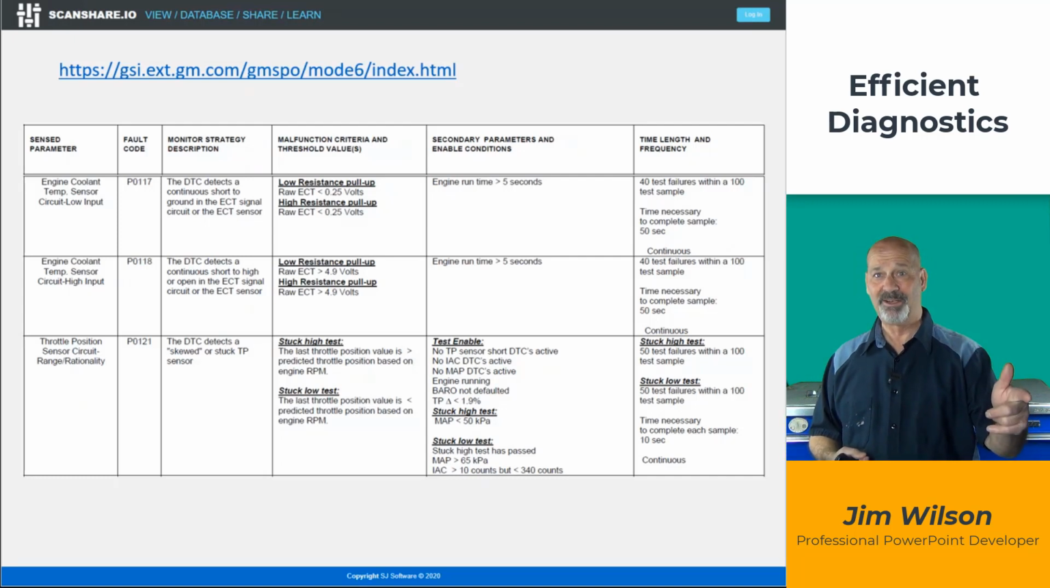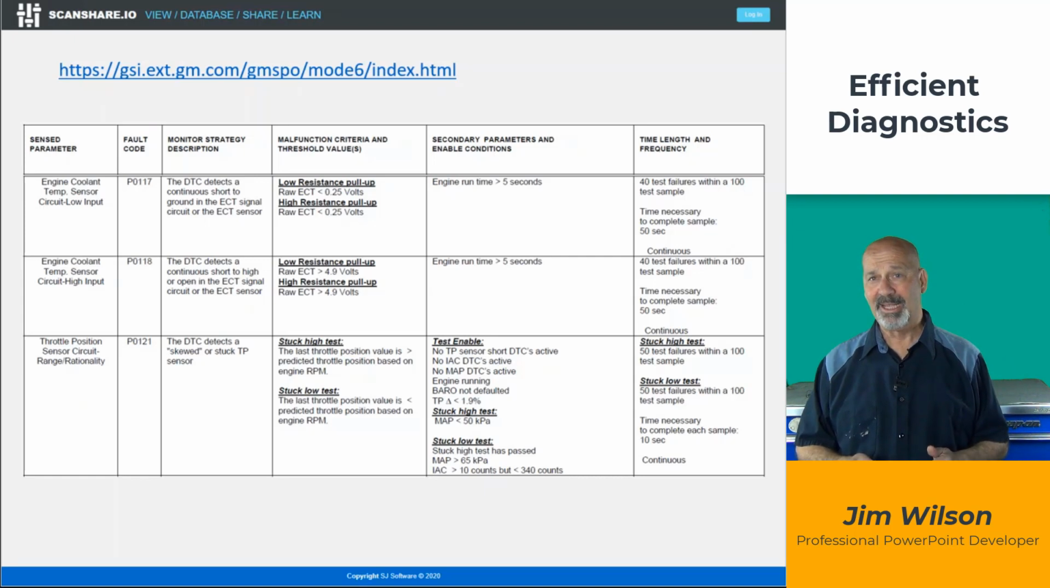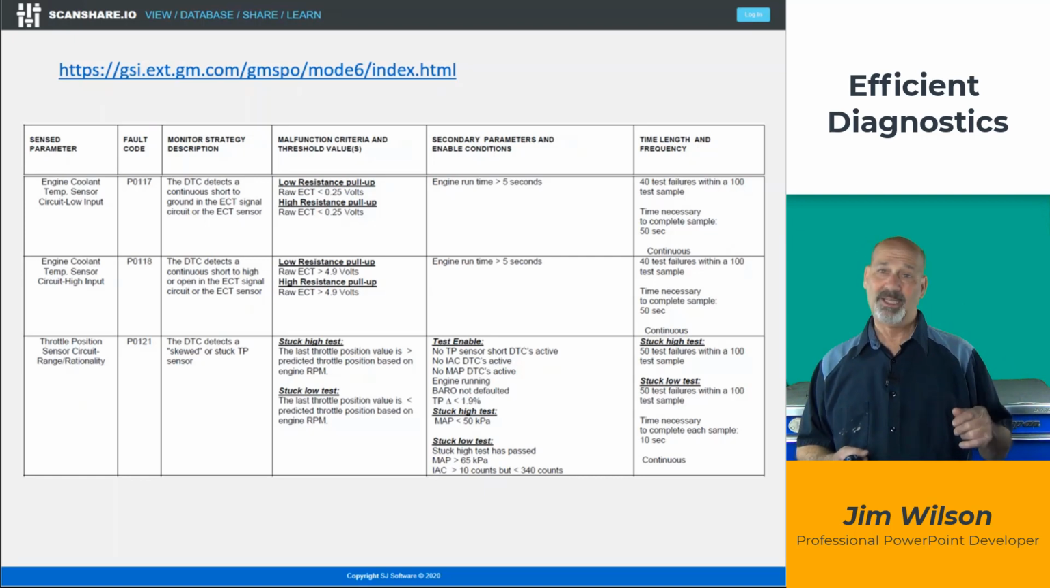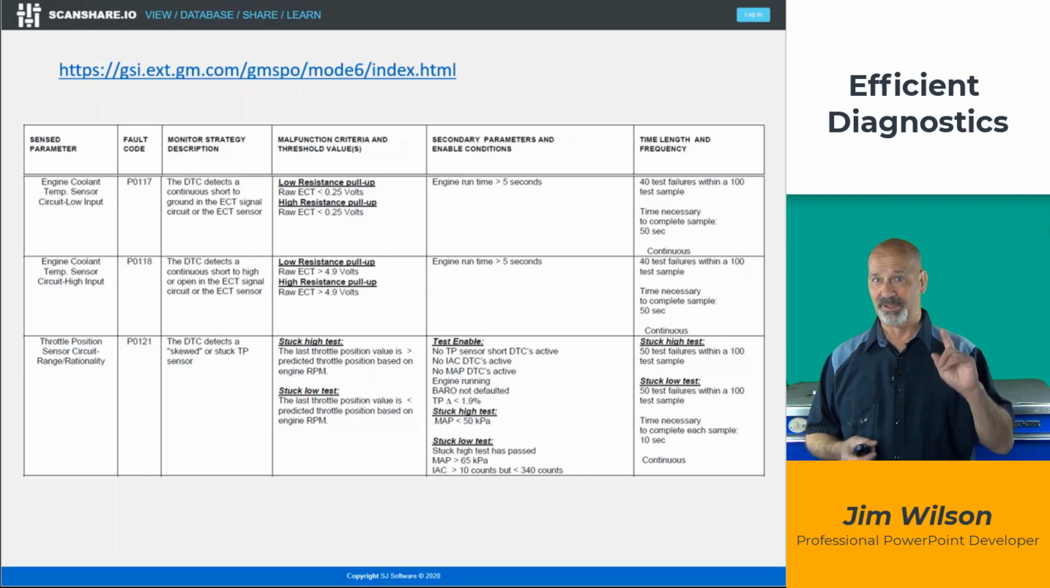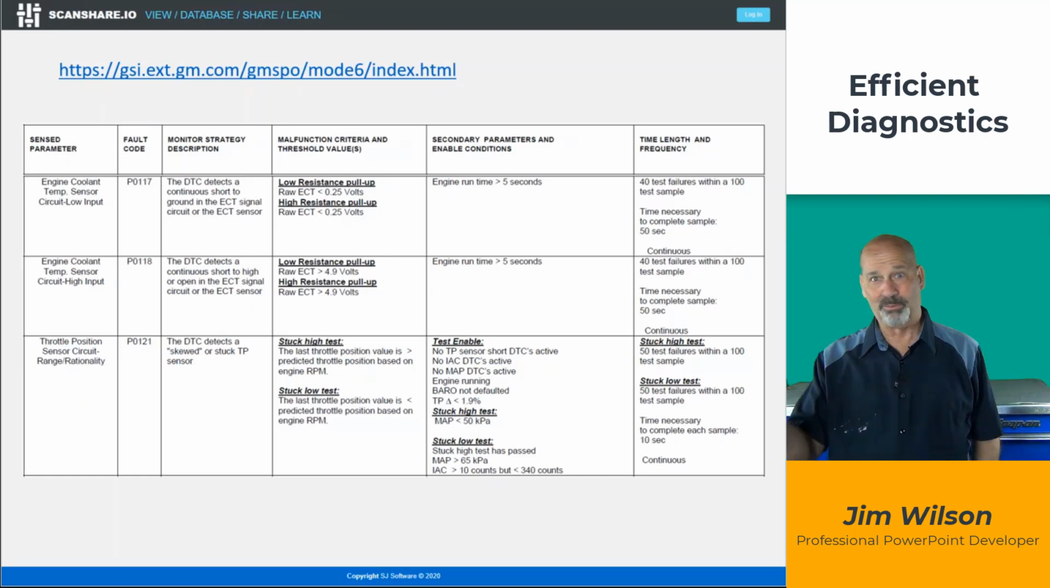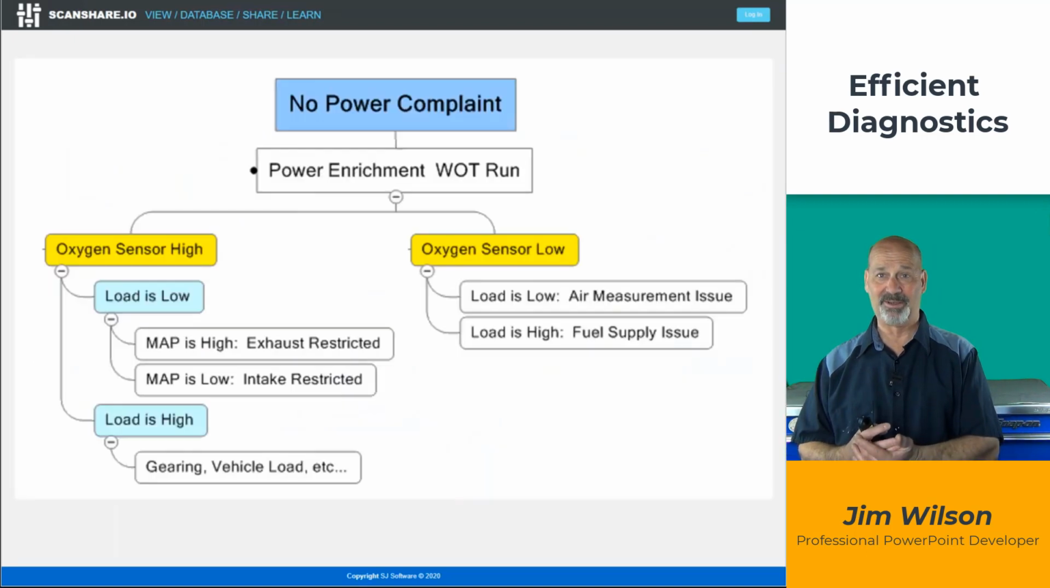Now, what I have here on the screen is GM's free Mode 6 information. The link for this website is below, and there's no registration. You just click on it and go, and it'll give you a little more engineering-ish speak on the codes. And so it's basically just saying the code means you had a TP sensor input that doesn't make sense.